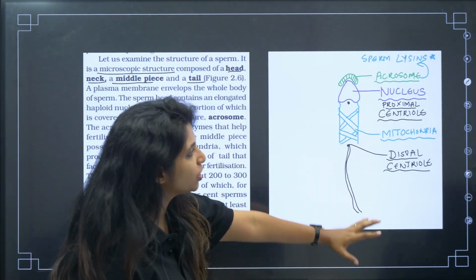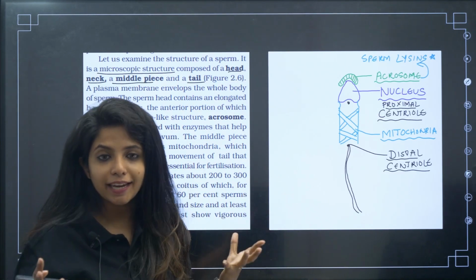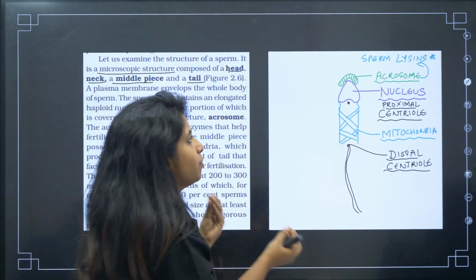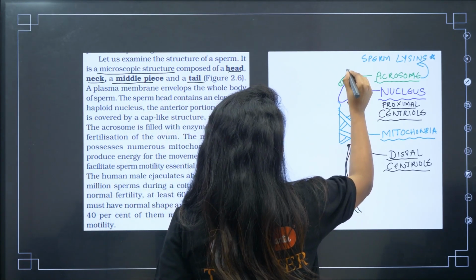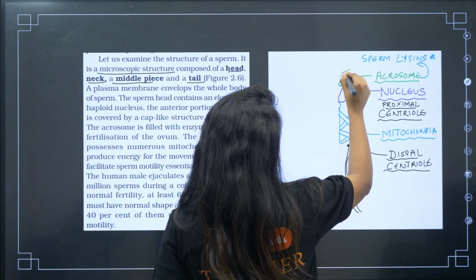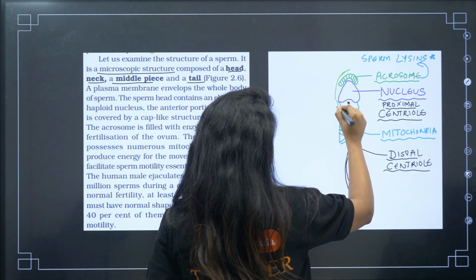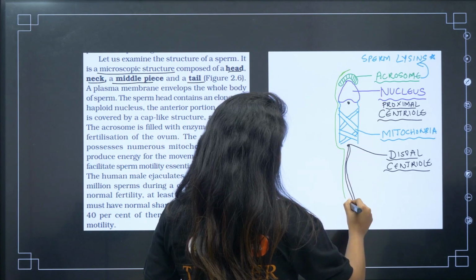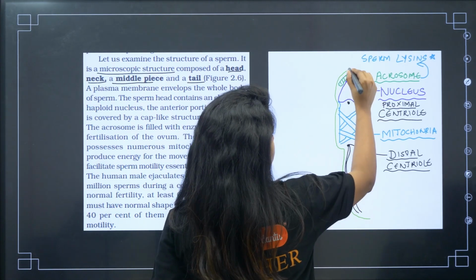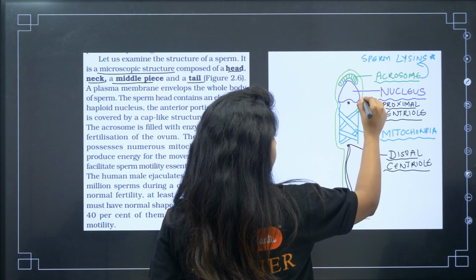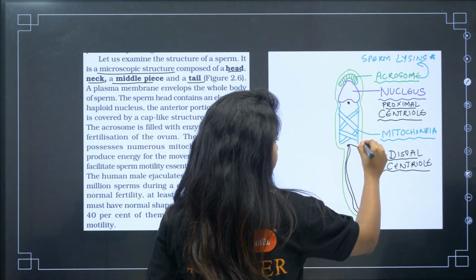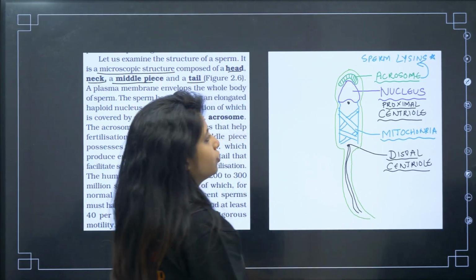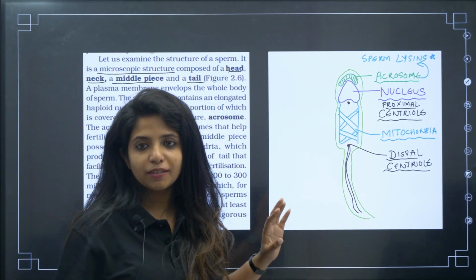So your whole sperm cannot be left like that. Obviously it is a cell, so it has to be surrounded by what? The plasma membrane. So there will be a plasma membrane which surrounds the whole sperm, including the tail. So over here you have a structure like this, which goes like this, and you have a tail region. So this is just a tentative figure I'm talking about.